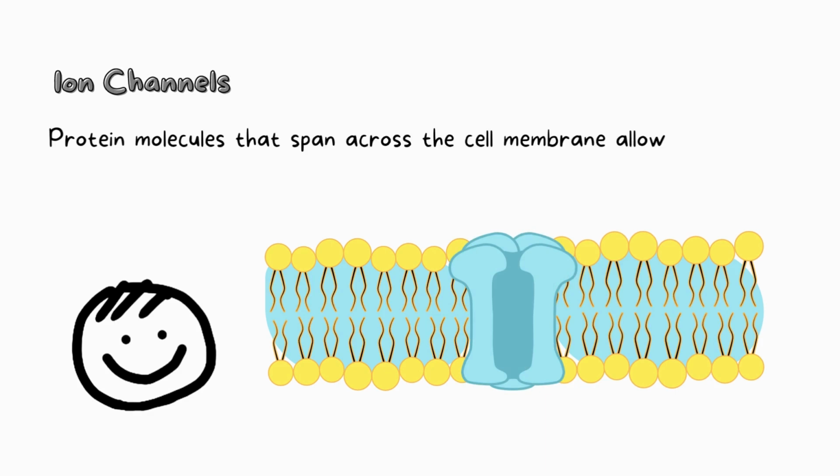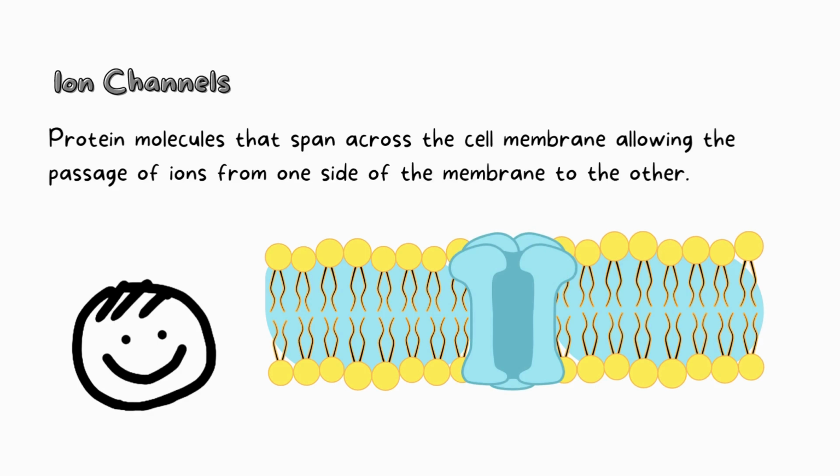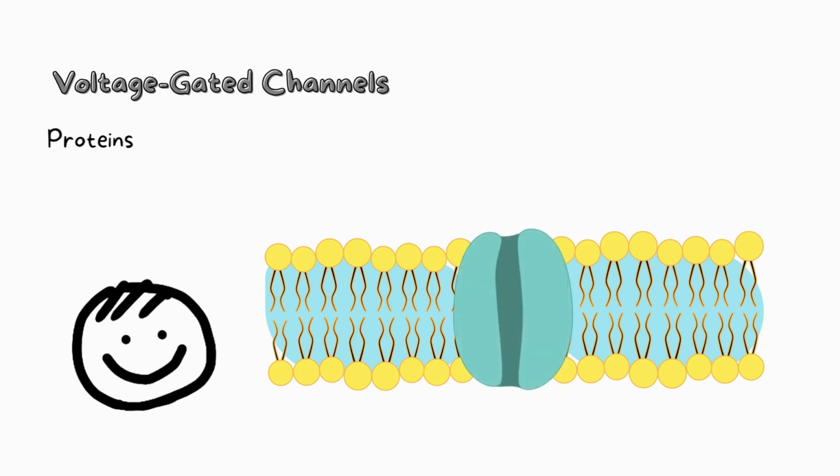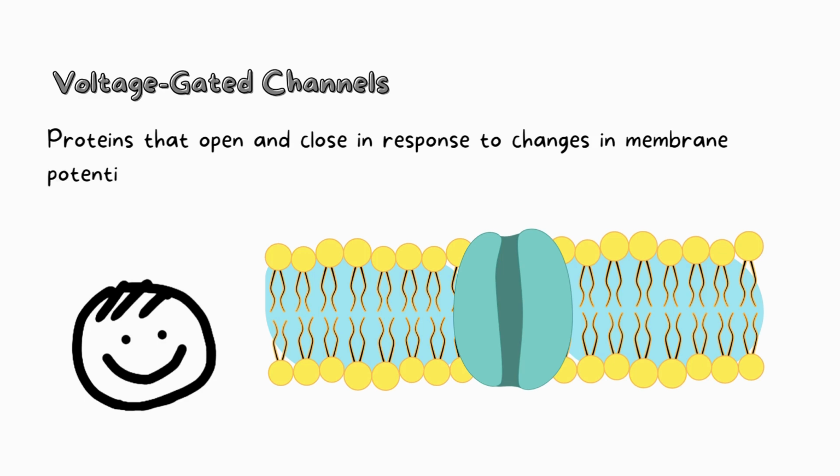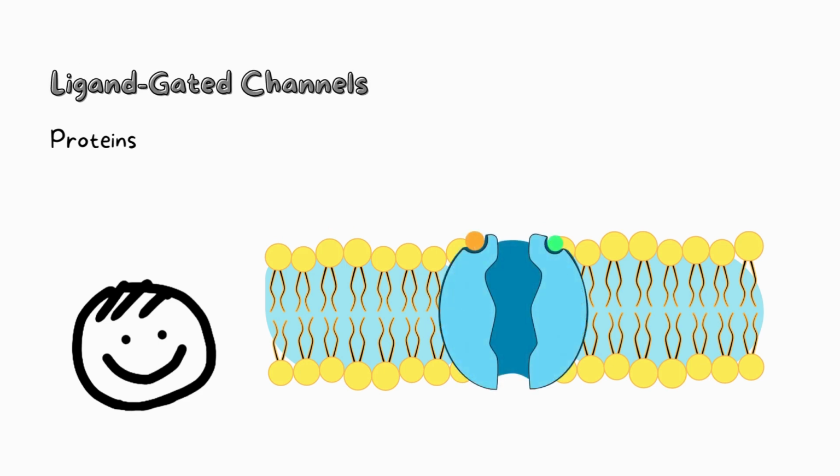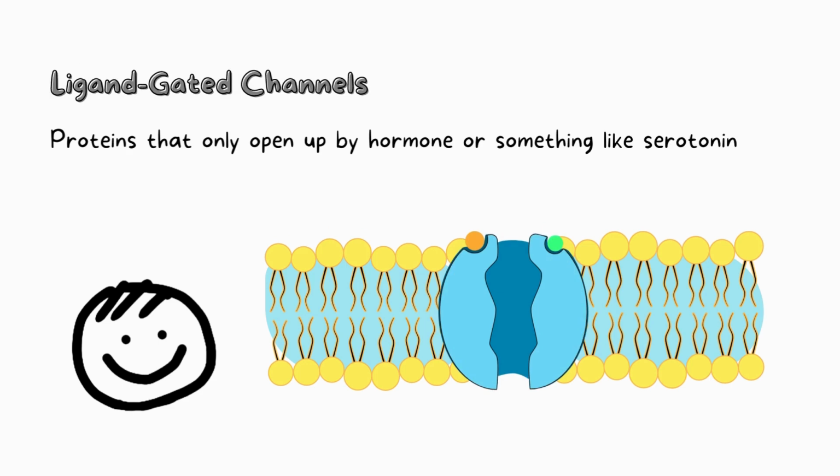Ion channels are protein molecules that span across the cell membrane, allowing the passage of the ions from one side to another. You could think of it like a door for sodium and potassium ions in a way. Voltage-gated channels are like the normal ion channel, but they require a certain voltage to work. Specifically, negative 55 millivolts is the voltage they open on. These are ligand-gated ion channels, proteins that will only open up by a hormone or something like serotonin, for example.